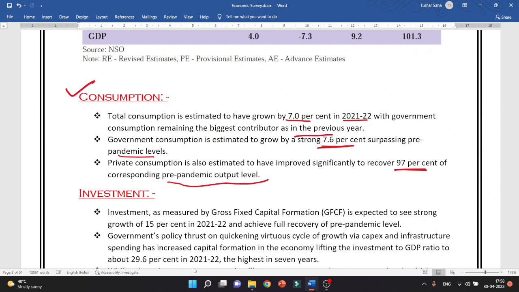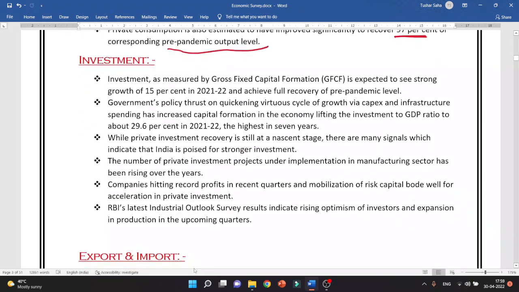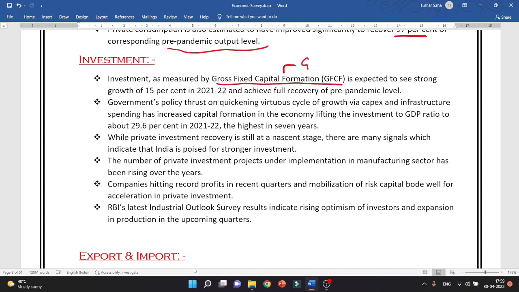So, consumption was mostly driven by what? Driven by the government consumption. Okay. The government was heavily spending. So when government spends, it has a very big ripple effect in the economy, right? And that is how the consumption was boosted. Then comes the investment. So investment as measured by how? Gross fixed capital formation, okay? GFCF. This is denoted by I in the expenditure method, okay?